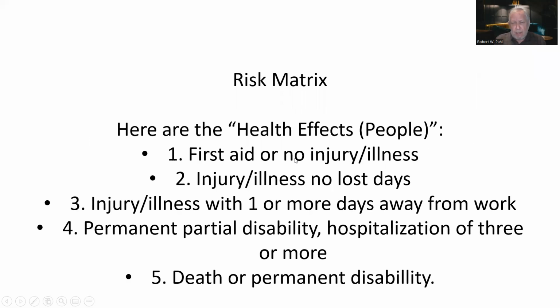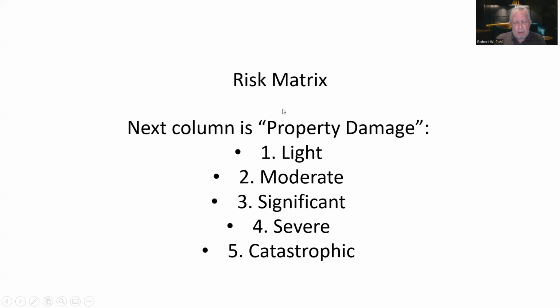And here are the health effects on people. 1, the lowest, is first aid or no injury or illness. 2, injury or illness with no lost work days. 3, injury or illness with 1 or more days away from work. 4, permanent partial disability, or hospitalization of 3 or more people. And 5, death or permanent disability of just 1 person. So those are the 5 health effects.